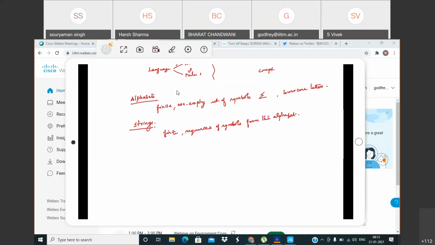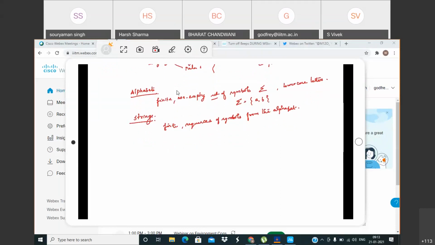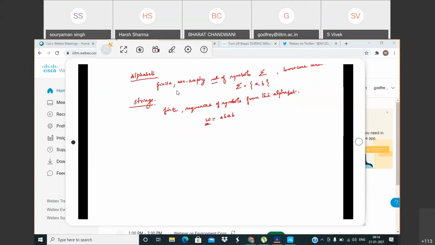Say, for instance, if you have an alphabet, which is a non-empty set of symbols, you may have an alphabet as A and B. Now you may have a string, which is a sequence of symbols, that is maybe ABAB. So this is a string. Now this W is going to denote this string; it may be used to denote the name of this particular string.